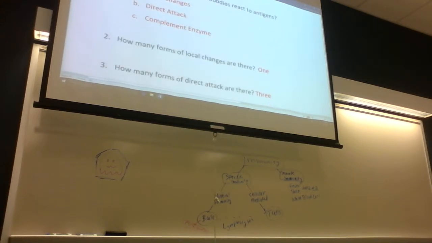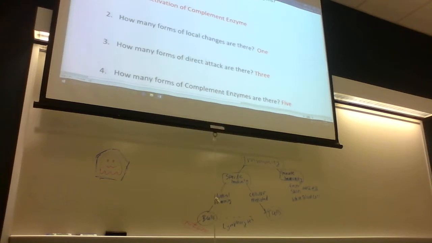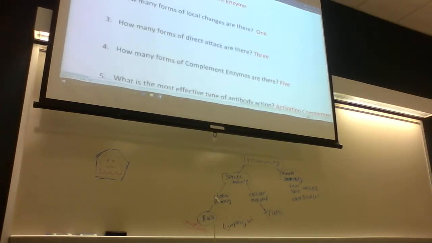So there are 3 ways antibodies react to antigens. Just a quick summary: local change, direct attack, complement enzyme. Activation of complement enzyme, because your complement enzyme is already there, just you activate it. How many forms of local change are there? 1 form. How many forms of direct attack? There are 3 forms of direct attack: your agglutination, precipitation, and the other one that was there. And then 5 forms of complement enzyme.